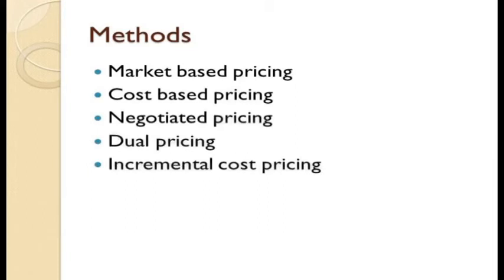Now we are going to discuss methods of transfer pricing. Let's begin with the first, market-based pricing. In market-based pricing, when the product transfers from one division to the other, it will be priced as per its current value in the market, if it is offered for sale in the market. So the understanding is very clear. Whenever you transfer goods from one division to another, whatever price is running in the market is the price transferred from one place to another.